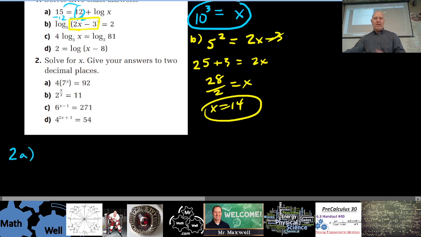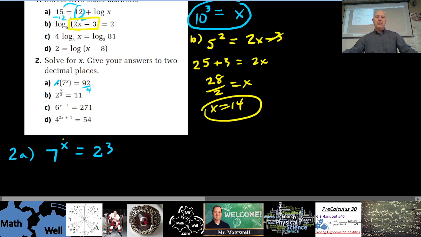So 2a, solve for x, give your answers to 2 decimal places. So we can do decimals here. This is interesting. I have a 4 here times 7 to the power of x. Usually when you take a logarithm, you want just the power by itself. So we're going to divide by 4 first to get rid of this 4. 92 divided by 4 is 23. So 7 to the power of x equals 23.